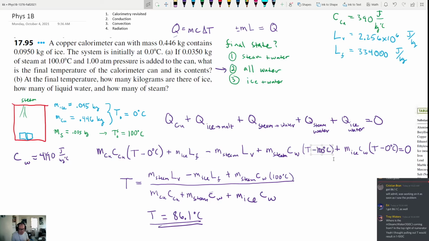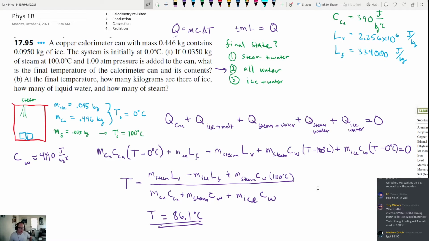No, if you pull out a t, you'd get 1 minus 100 over t. There's no t in that term. You got to distribute, right? You got to distribute through here. So you'll get a term that's m steam cw times t. That one ends up basically here. And then the other term is going to be m steam cw times negative 100. That term has been added to the right-hand side of the equation, basically. You also, thank God, I don't want to type this in. Yeah, 86.1. Great, that's the answer.